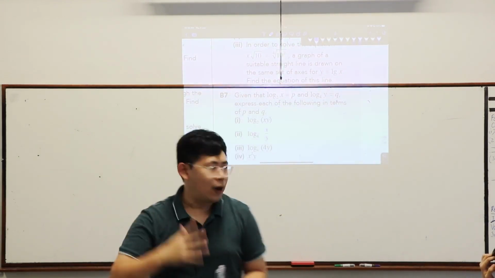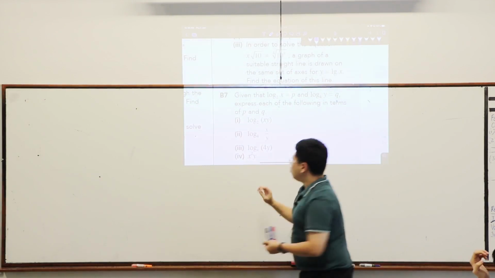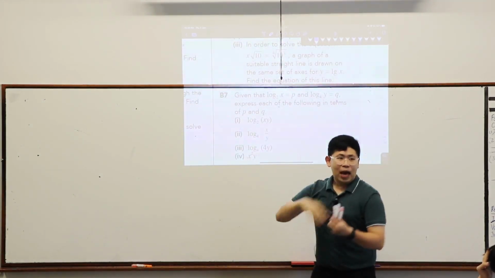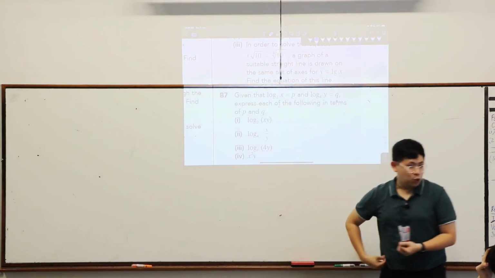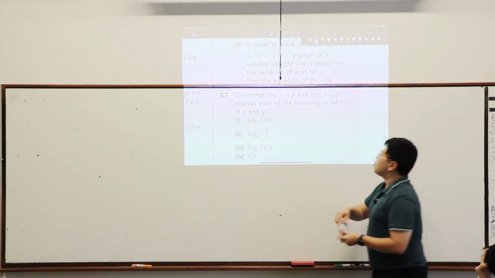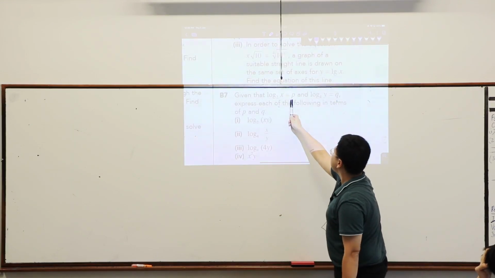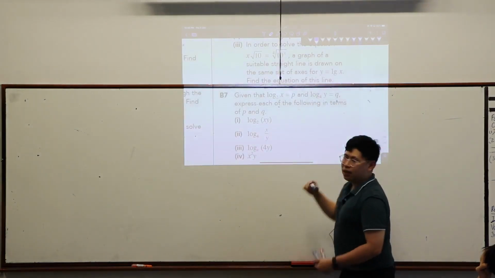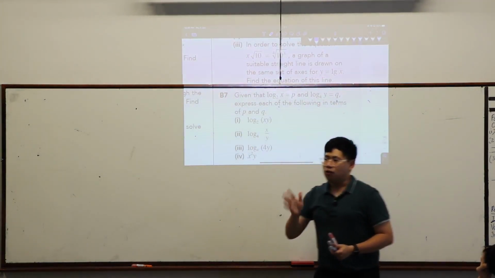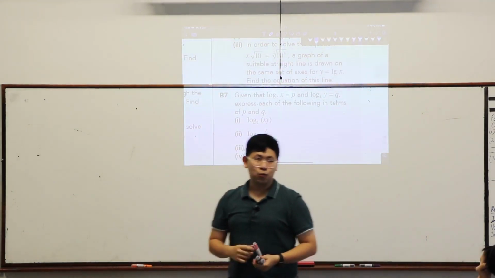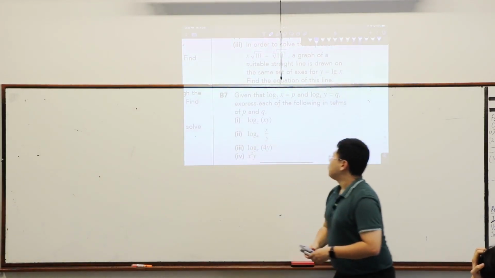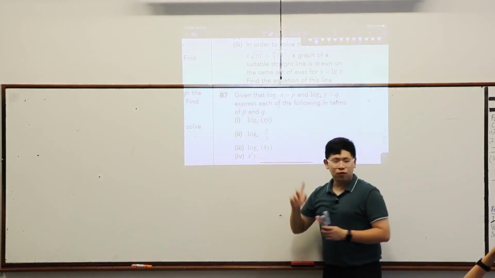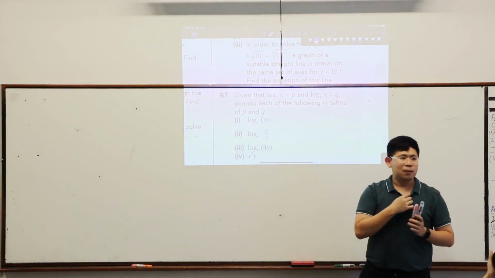The last few questions, what we are going to do over here is convert x and y and replace them with p and q. You see this question: given that log 2x equals p, log 4y equals q. So we need to express each of the following in terms of p and q. So it's to get rid of x and y and replace them with p and q. You have the logarithm form to consider, you also have the exponential form to consider, so you may need to do some shifting.